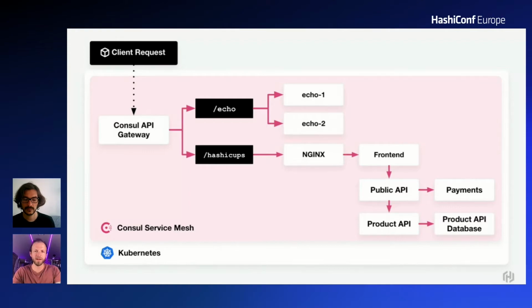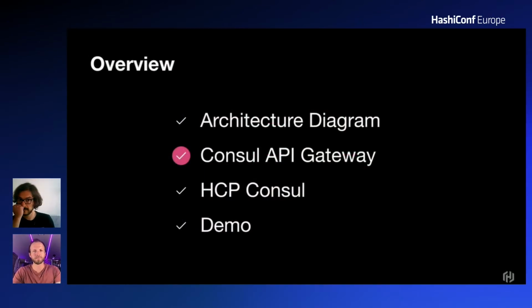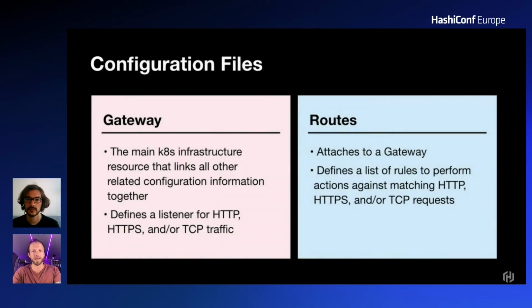And so let's zoom in on the API Gateway piece now. These are some details on how you configure the Consul API Gateway to handle traffic ingress into the service mesh. There's essentially two configuration files that configure the Consul API Gateway: the gateway and the routes. The gateway component is the main Kubernetes infrastructure component that links all other configuration information together, including the routes.